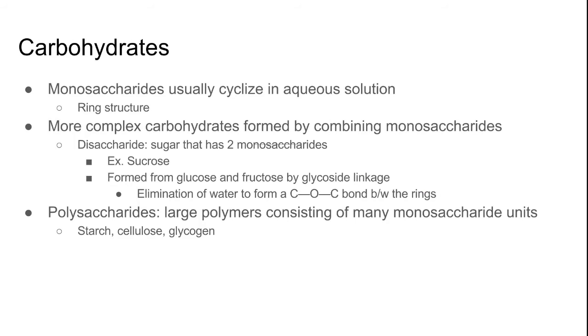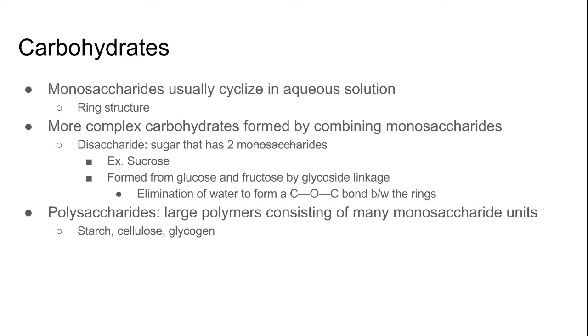If these monomers were in aqueous solution, they would be in a cyclic structure, which is basically a ring structure. If we were to combine these monosaccharides, they would create a more complex carbohydrate. For example, sucrose. Sucrose is a disaccharide, which is a sugar that has 2 monosaccharides. These are formed from glucose and fructose through a process called glycoside linkage. In this process, water is eliminated in order to form carbon-to-oxygen-to-carbon bonds between the rings.